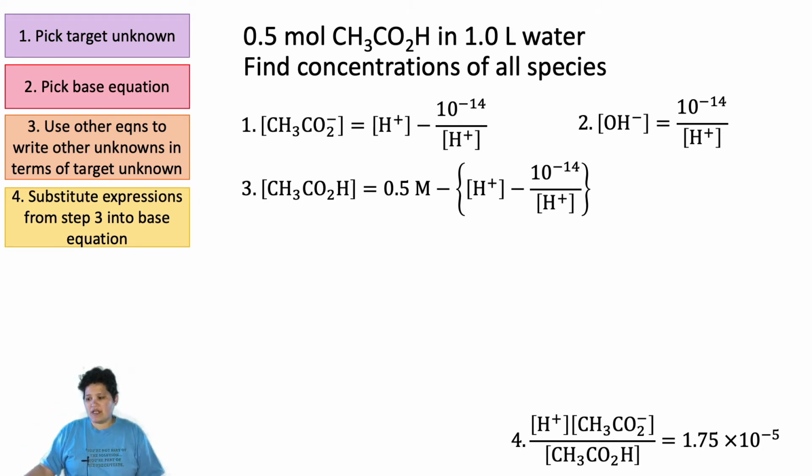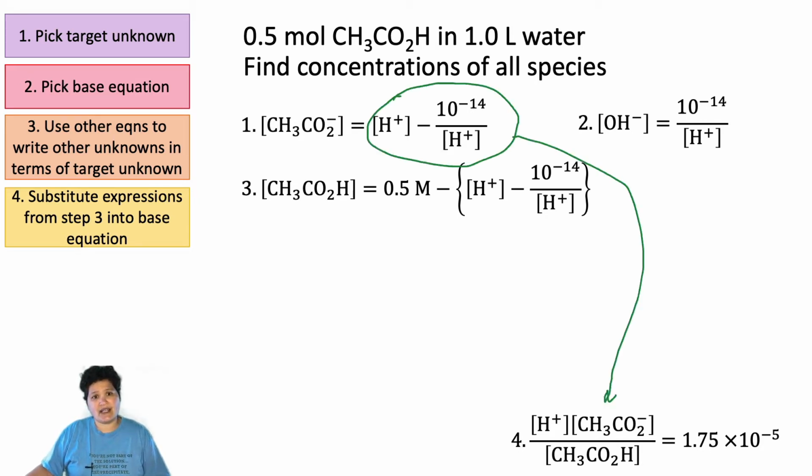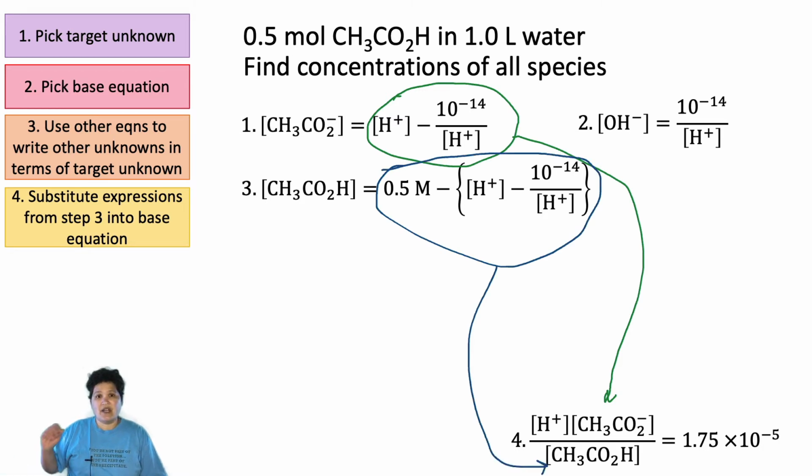And so if you look at what's in the base equation, we have the H plus concentration, which we're solving for eventually. So we're going to leave that there. And then we have the acetate concentration. And so we're going to plug in our expression for acetate in terms of H plus. And then on the bottom, we have our acetic acid concentration. And we're going to take the expression we just derived for acetic acid in terms of H plus, and we're going to plug that in there.